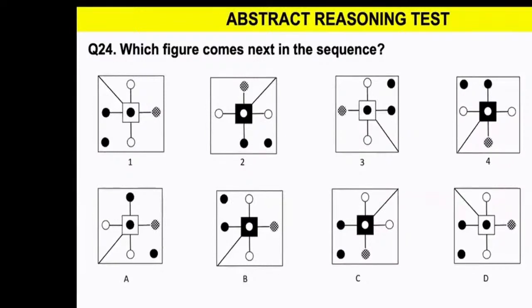Here we go. Question 24. Which figure comes next in the sequence? A, B, C, or D? And you have the time it takes the timer to come down to the bottom to choose your answer. Here we go.